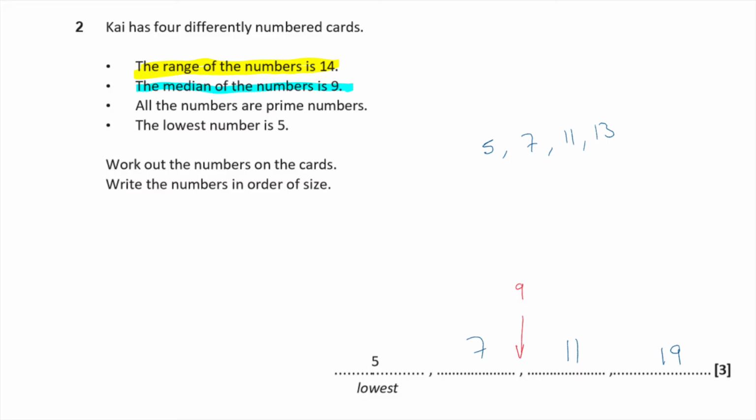Yep, 5, 7, 11, 19. The lowest number is 5. I think that all works. Okay, like I say, I think you could have also had another 5 and 13 on here, because that also adds up to 18. So, yeah. 2 choices for those 2 middle ones. Doesn't really matter which one you went for.